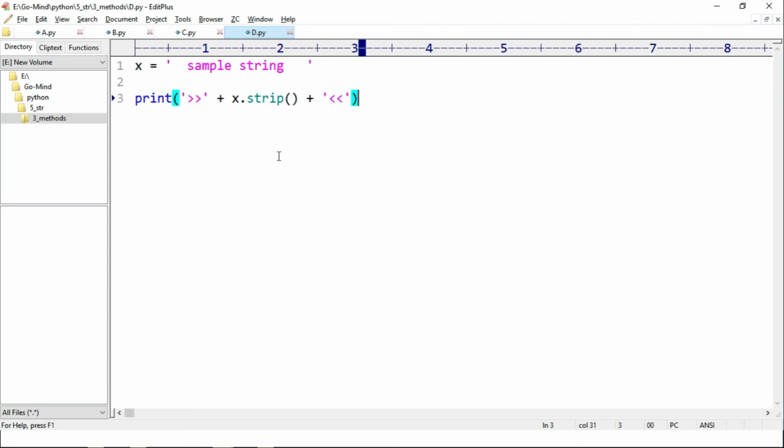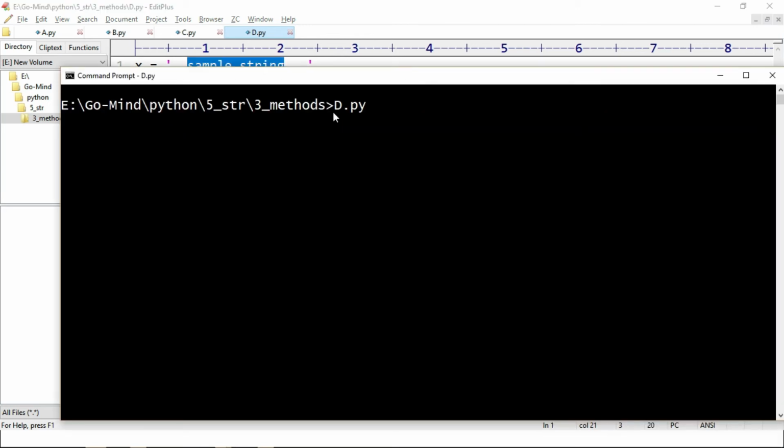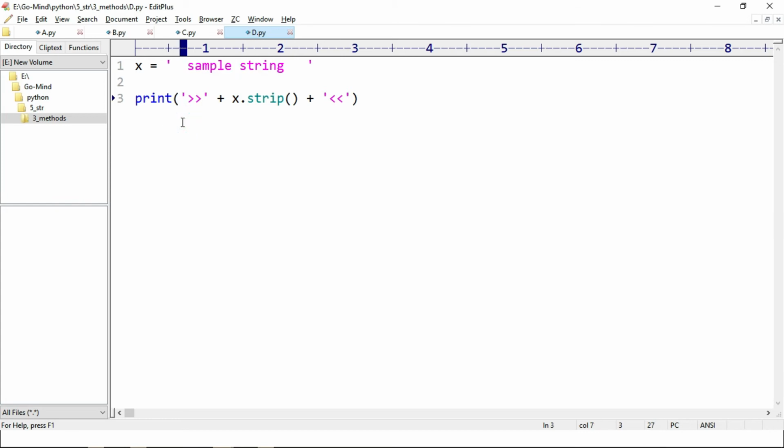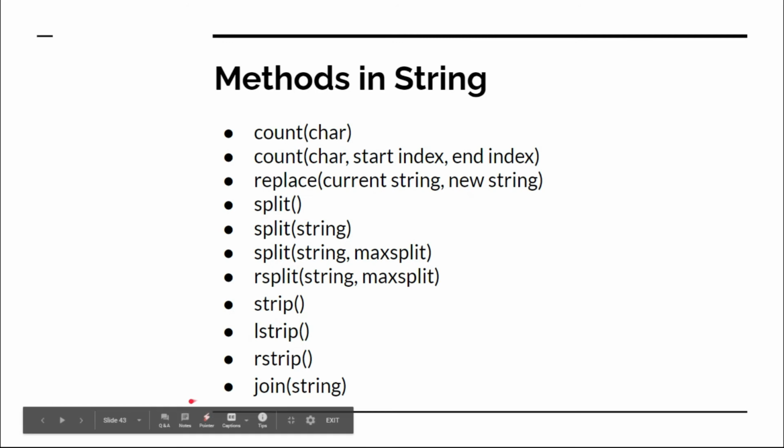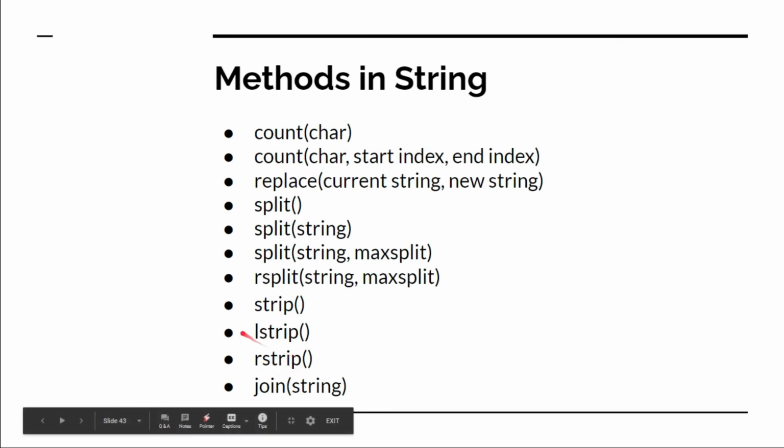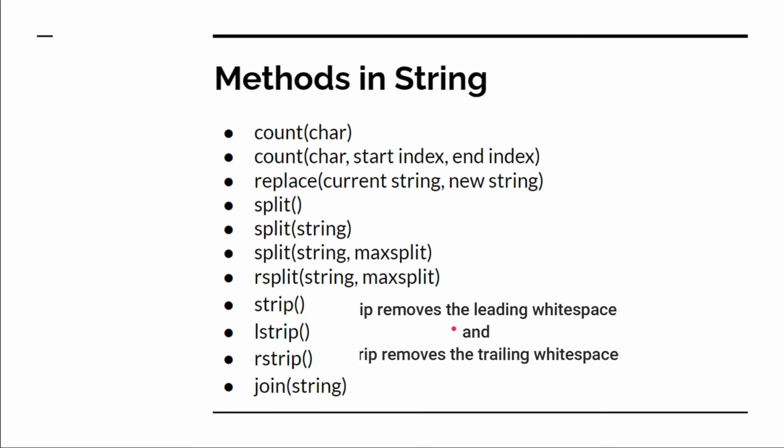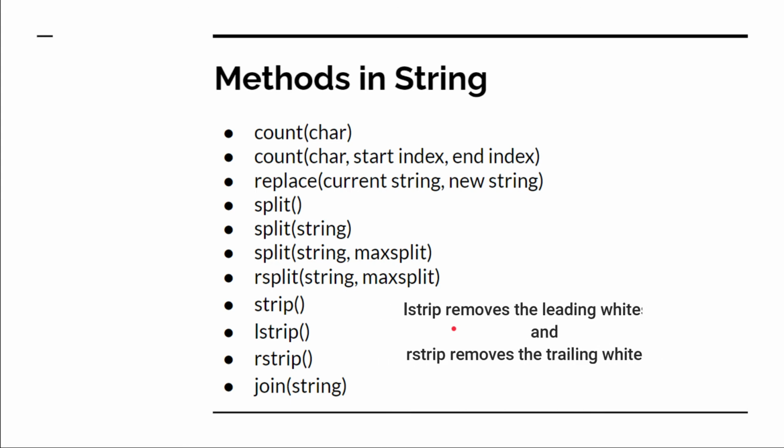So let's run this example. d.py. See, this is the task of strip method. Okay. Now here are the two variants of the strip method. These are lstrip and rstrip. As the name suggests, lstrip removes the leading white spaces and rstrip removes the trailing white spaces.